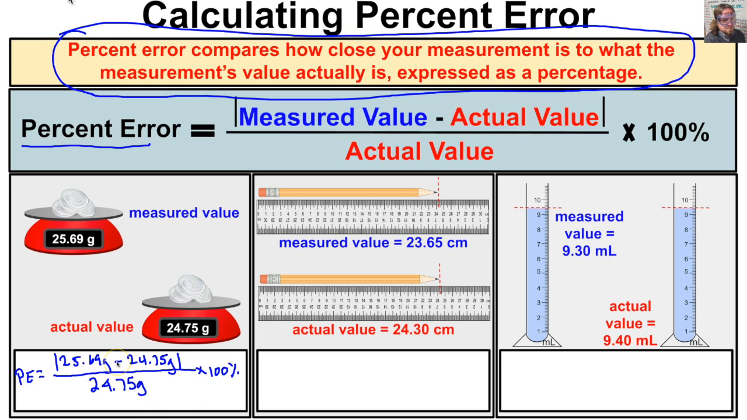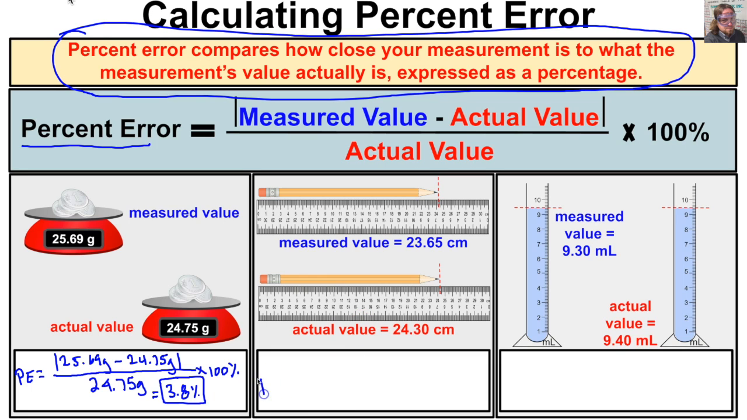And if we put this all in our calculator, if we take 25.69 minus 24.75, and we take the absolute value of that, then divide that by 24.75, and multiply by 100%, we should end up with approximately a percent error of 3.80 or 3.8% error. So this measurement right here is 3.8% more than what the actual measurement is, or the actual mass is. Let's take a look at this example right here.